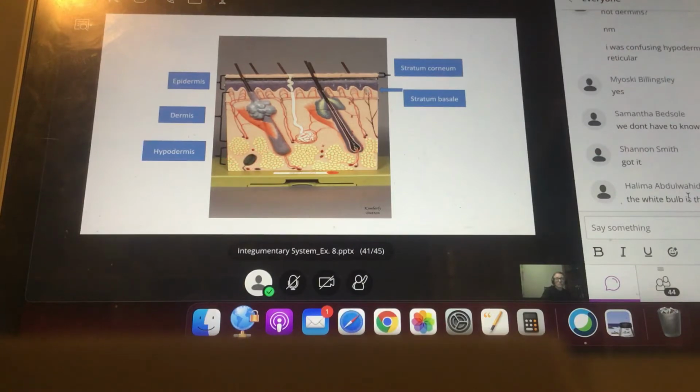Hypodermis, how do you know it's fat, right? There's your fat. So once you know the slide, then you can just transfer that information to the model. Hypodermis is there. Sebaceous gland means the oil gland. Always at the follicle. Remember, guys? Just like we saw on the slide, always at the follicle.